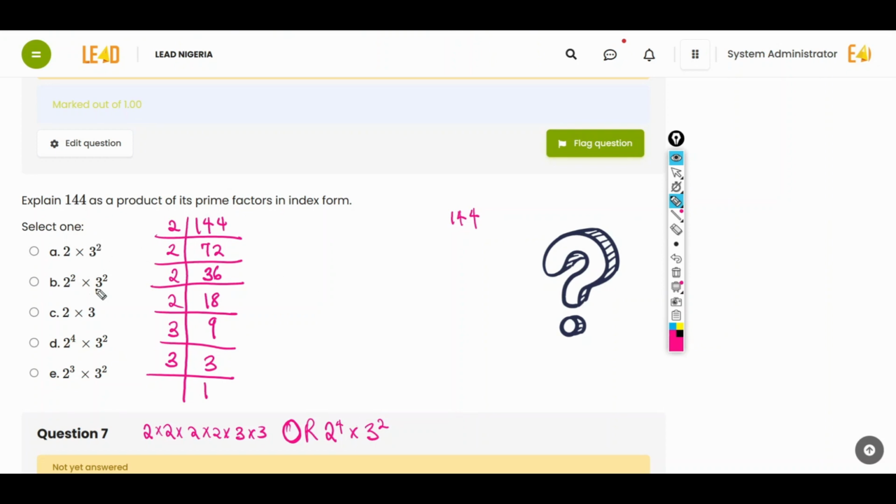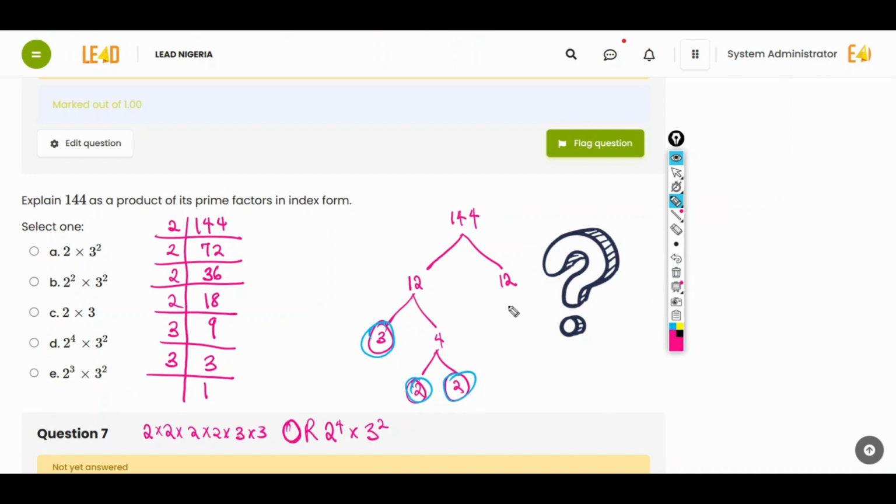Okay, but now if I want to, I can use the splitting method. So I can split 144 into 12 times 12. But these are not primes, so I can split it further. I can split this further into 3 times 4. So 3 is prime. And I can split 4 further into 2 times 2. They are both prime. Alright, so I'll go on and circle the prime ones.